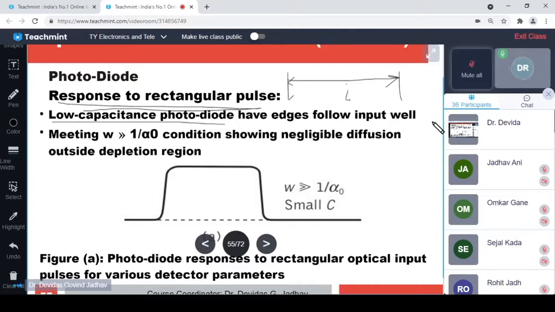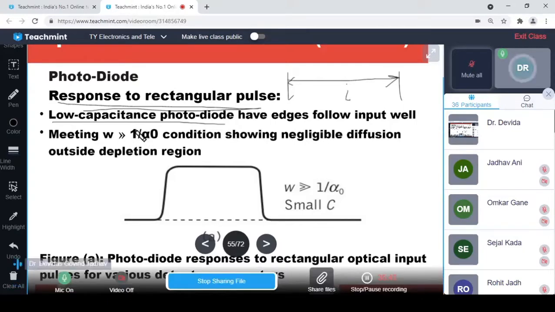So with low capacitance, that effect is not observed first, and the edges follow the input well. If the capacitance of the photodiode is low, then the edges of the pulse will follow the input well. And if the capacitance is high, then they will not follow the input well. The edges will get modified. How they get modified, that we'll see.